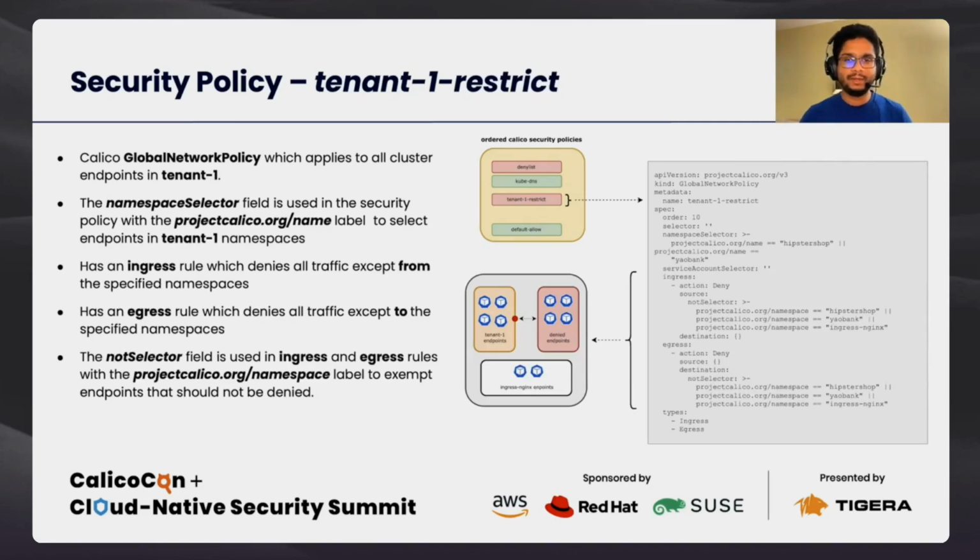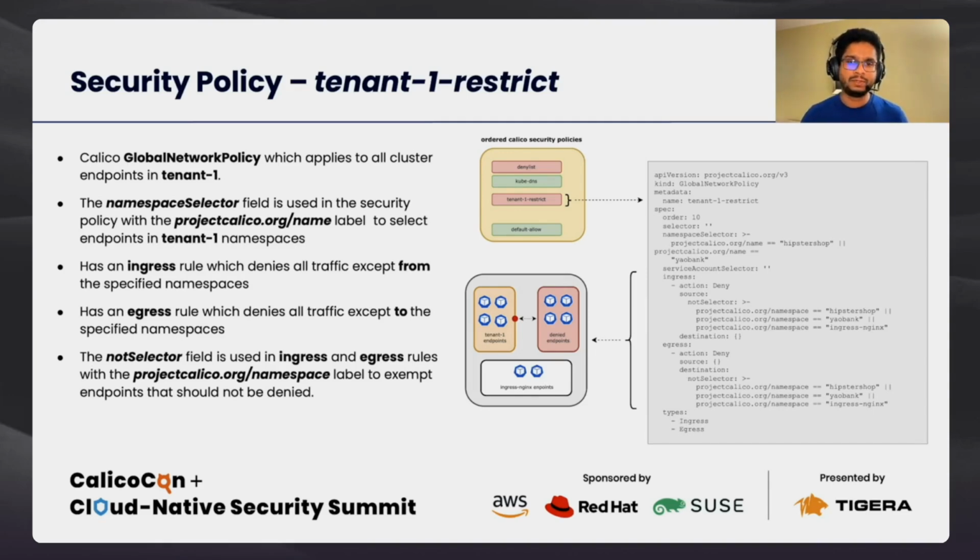Okay, let's look at the next policy. This policy is called tenant 1 restrict. This is the Calico global network policy which applies to all cluster endpoints in tenant 1. The namespace selector field is used in the security policy with the projectcalico.org/name label to select endpoints in the tenant 1 namespaces.